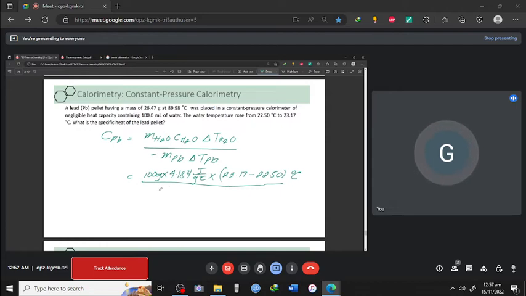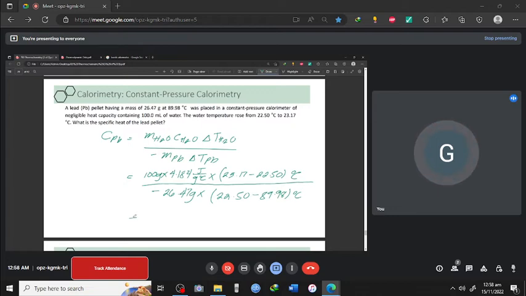Okay, punta tayo sa baba. Negative mass ni lead, that is 26.47 grams multiplied by the change in temperature of lead. So that is 22.50 minus 89.98 degrees Celsius. Okay? So ito yung formula natin. Medyo concern lang ako ng konti dito sa linya. Palitan natin para dire-diretso. Okay?